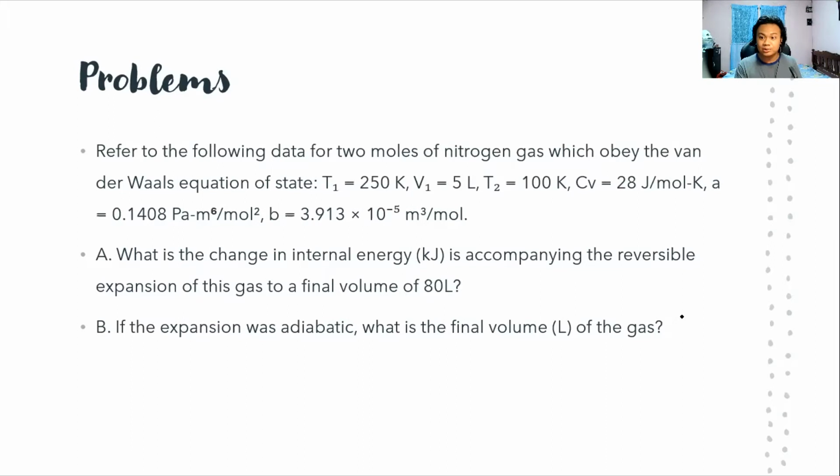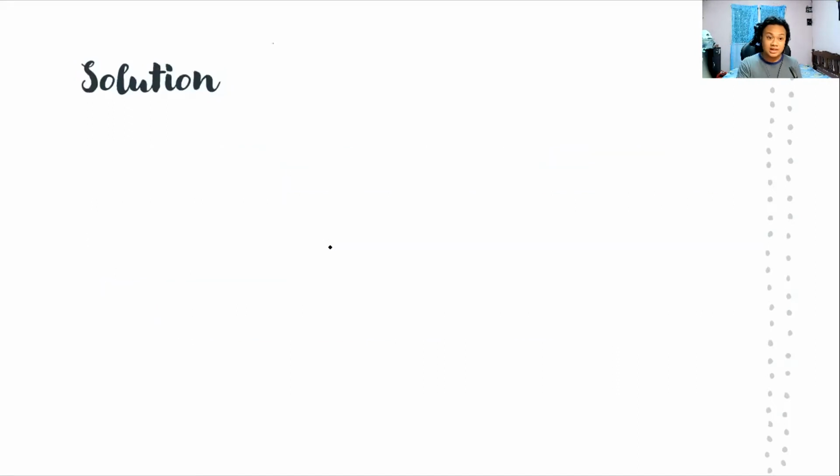So we actually have no definite form of the internal energy yet. Internal energy is U, so delta U. We don't have the definite form of that equation yet, but now we will derive that. So let us write the given first.